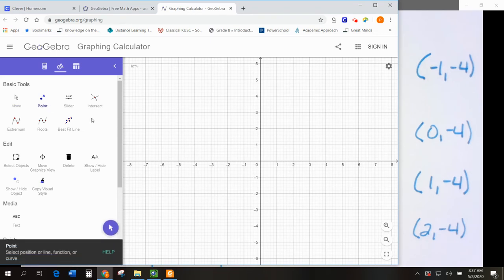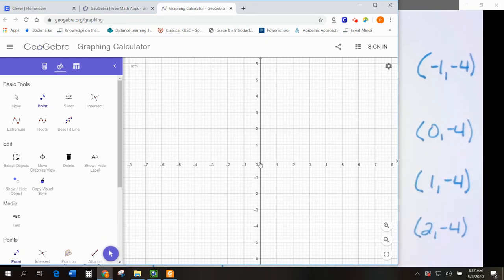So our first point is -1, -4, starting at the origin. I go -1 and -4. Then 0, -4, so I go across 0, down 4. 1, -4, so I go right 1, down 4. And 2, -4, I go right 2 and down 4.